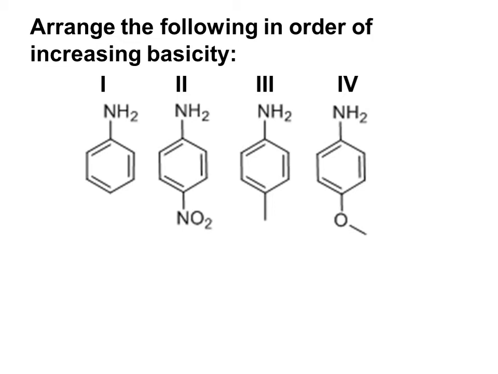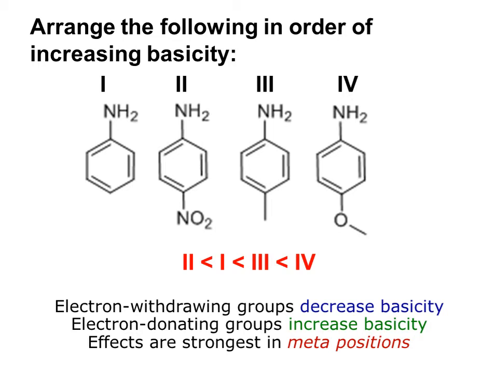Okay, so if you know your acidity trends, you're going to actually reverse them here. So our strongest base would be number 4, 3, 1, and then 2. So you should be saying that what's going to make a strong base is an electron donating group. Electron withdrawing groups are going to decrease basicity, so our nitro base, number 2, is going to be our weakest. If we have an unsubstituted or only monosubstituted benzene ring, like number 1, that's still going to be a better base than having a withdrawing group.